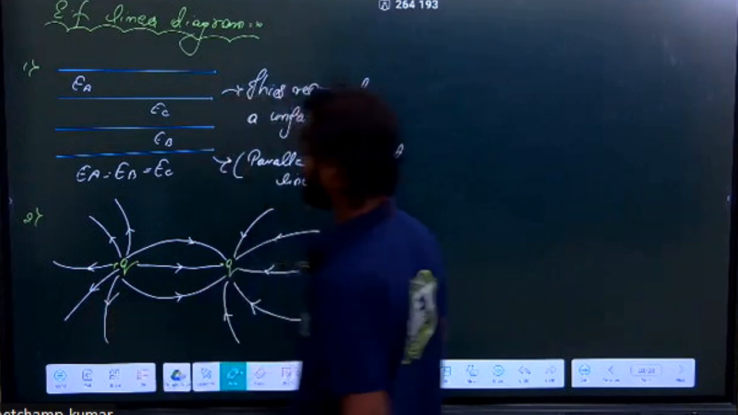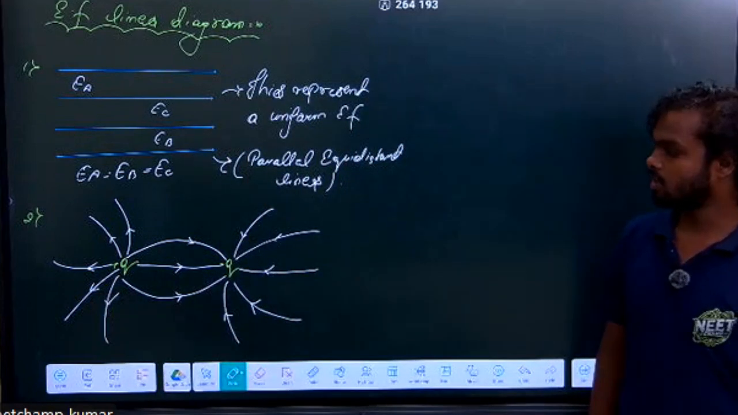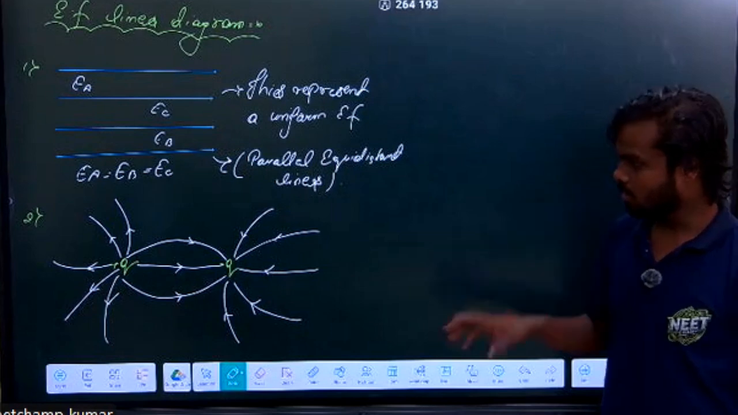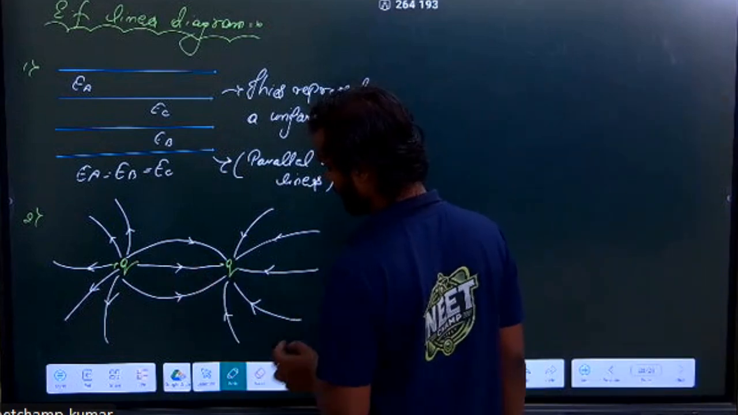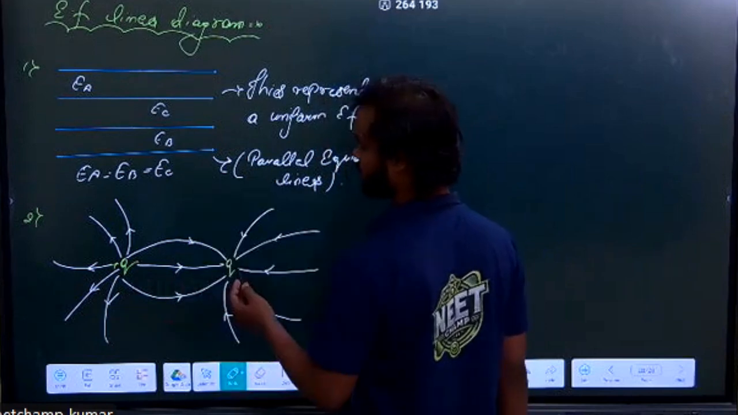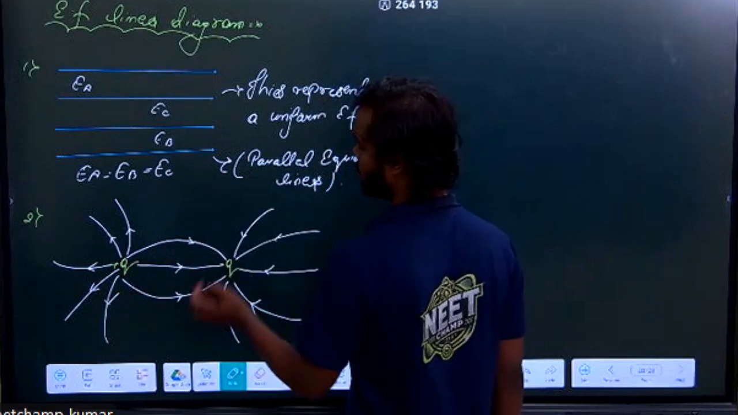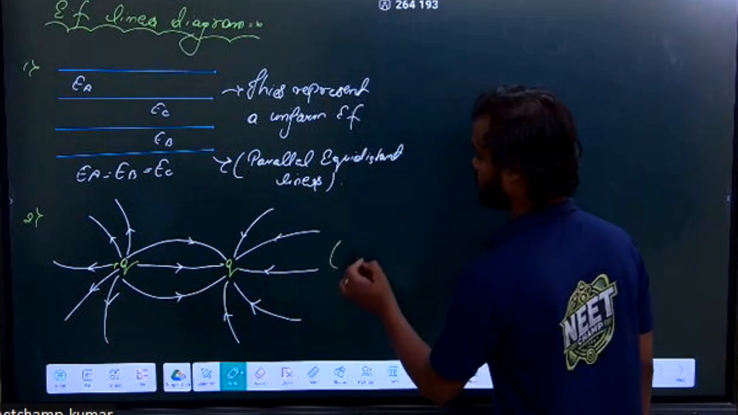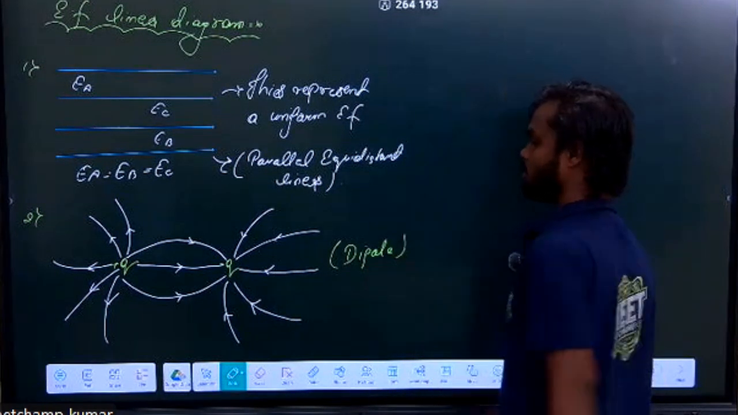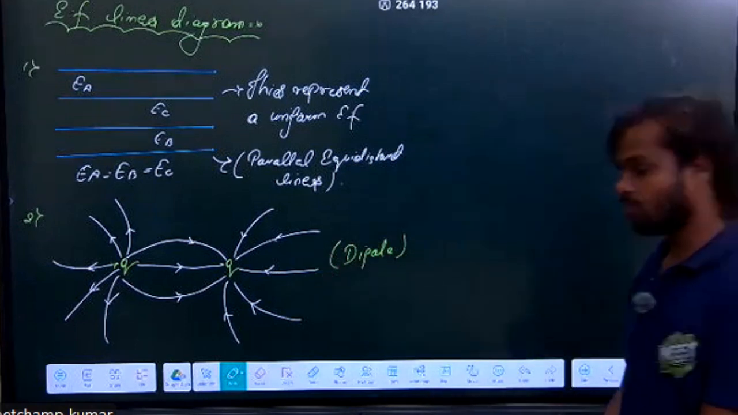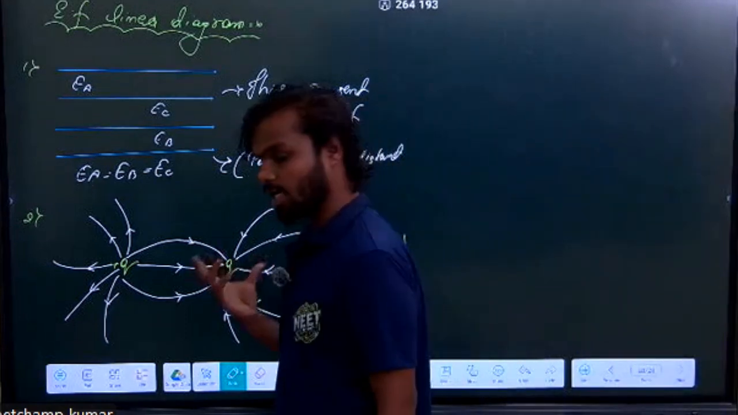Okay, so these are the electric field lines due to a dipole. You can say it is a dipole. If you see properly, it is a dipole, because positive and negative charges are there, separated by a small distance. So this is a dipole basically. We will study what a dipole is also, but right now you can see the electric field line diagram for a dipole will look like this.